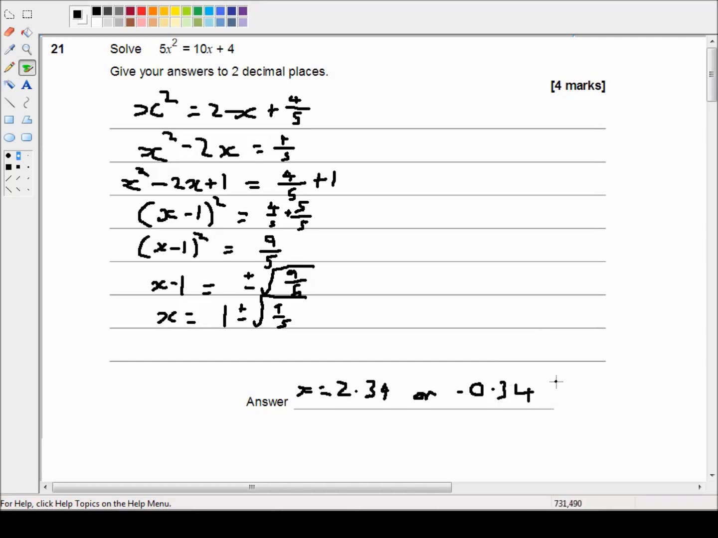Okay, so I hope this video was helpful. If you do get a quadratic equation and you do forget your quadratic formula, all is not lost if you can remember how to complete the square.